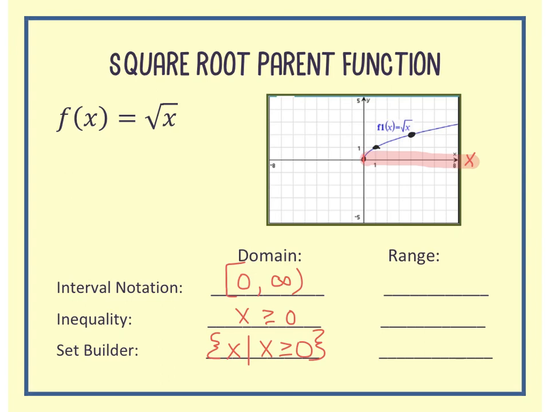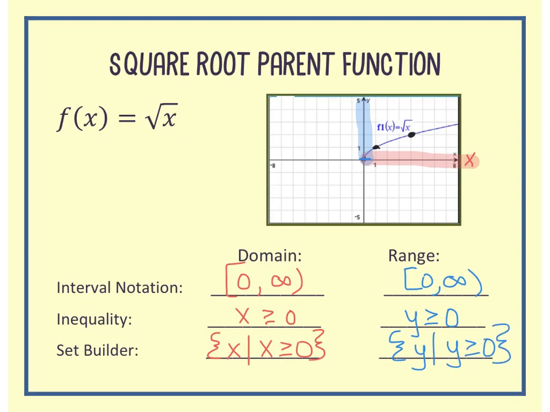Now let's talk about range. Range, my lowest y value starts at 0. How high up can this graph go? Well, we see that it goes here, here, here. It's actually never going to stop. So my y value is also from 0 to infinity. And again, the 0 is a bracket, the infinity is parentheses. In inequality, we say that y is greater than or equal to 0. And the set builder is going to be y such that y is greater than or equal to 0.